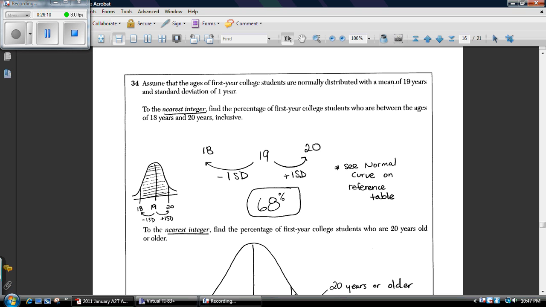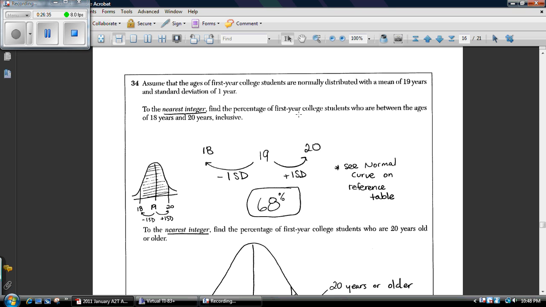So here we go. Normally distributed with a mean of 19 years. The mean goes dead center in the middle of the curve. Standard deviation: when you look on the reference table, you will see the bell curve has numbers written at the bottom of it: 0.5, 1, 1.5. That's for the standard deviation.